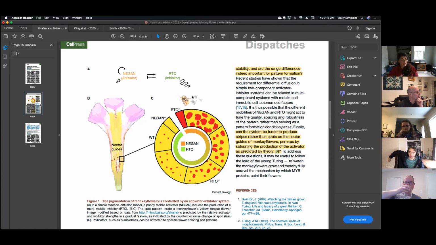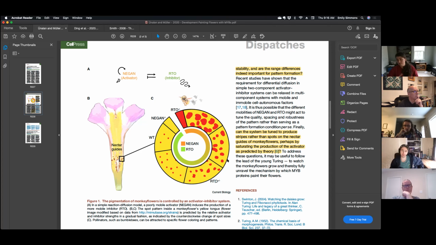And interestingly, in terms of pollinator interactions, these bumblebees love the dark red nectar guides. So we can imagine a situation, and they say almost the same thing in this paper, where we might want to take advantage of this to create mutants to encourage pollinator interactions with Mimulus. So this wheel. Emily? Yes.